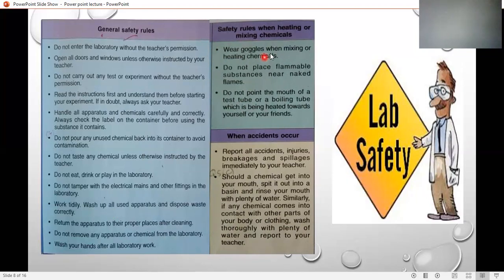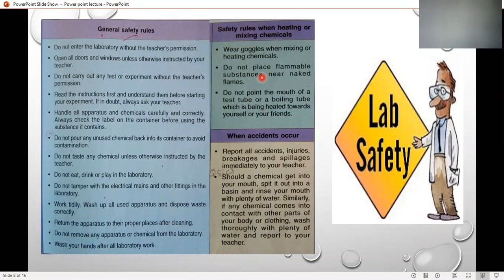Then what about when we are going to heat the chemicals? When you are going to heat the chemicals, you have to wear goggles, okay? And you have to wear gloves when you are going to mix the chemicals. You can't place flammable substances near a naked flame. It means there are some substances that could catch fire if you take them to the burner. That's flammable, okay? So you can't put that fire-catching substance near fire, okay?